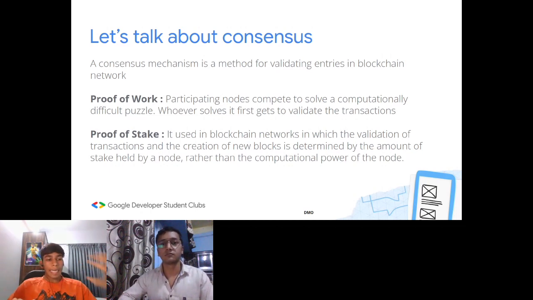So after a lot of technical evolution, we came to a new set of algorithms that verify a transaction. It doesn't use any computational power, as the name suggests. The second one is proof of stake. As the name suggests, it doesn't require you to do work. It requires your stake. The best example of a network that uses a proof of stake algorithm is Ethereum. I'm sure you must have heard the term Ethereum.